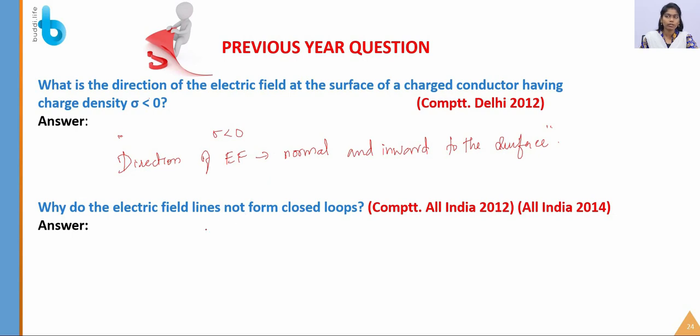And the next question was, why do the electric field lines not form closed loops? Because the electric field lines radiate from the positive charge and end at the negative charge, right? So they cannot form closed loops.